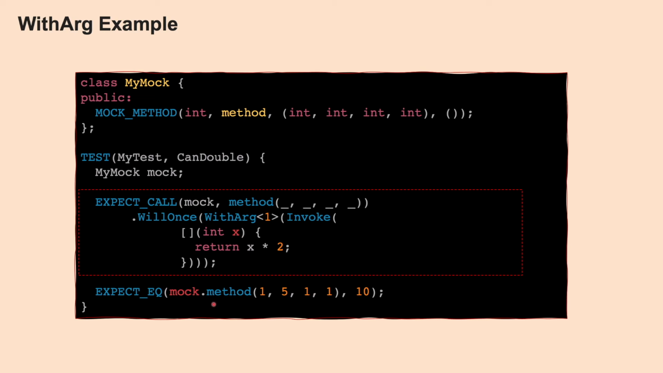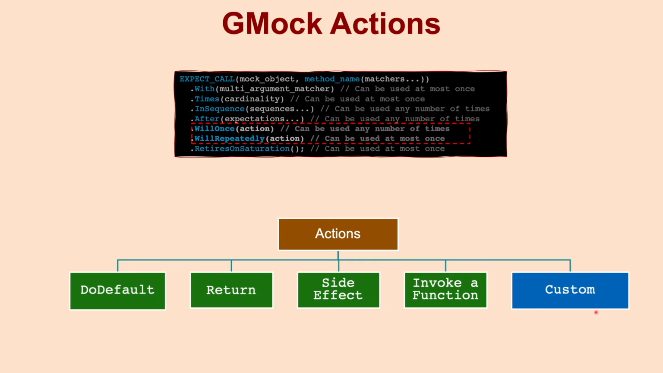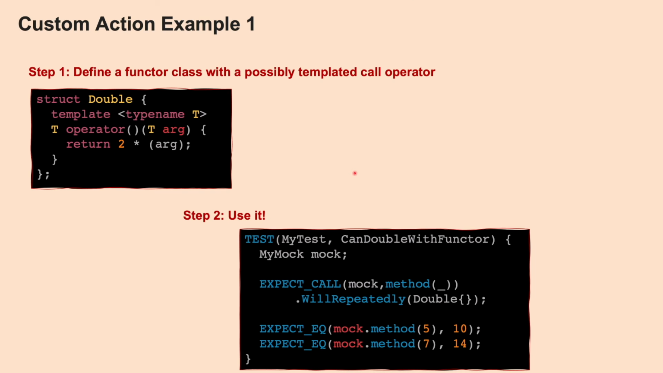So if I call this function with these parameters 1, 5, 1, and 1, the return value would be 5 multiplied by 2, which is 10. And that is what you can verify here. Up next, writing a customized action. Creating a custom action is very easy and straightforward. All you need is to create a functor class and then you can use it.